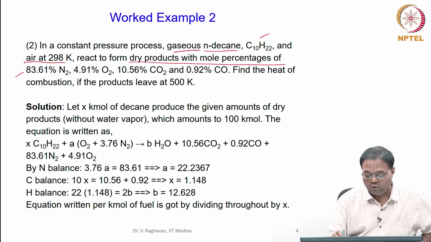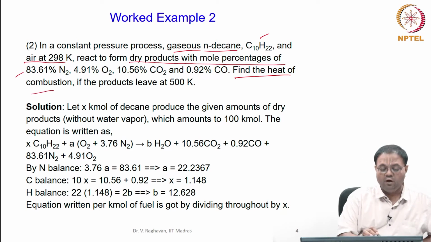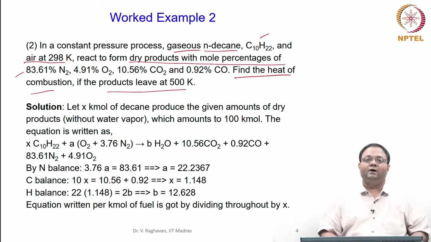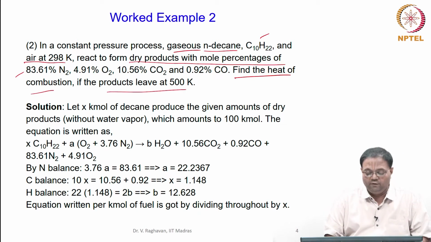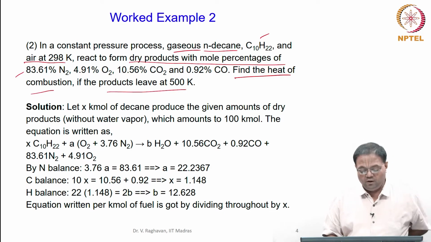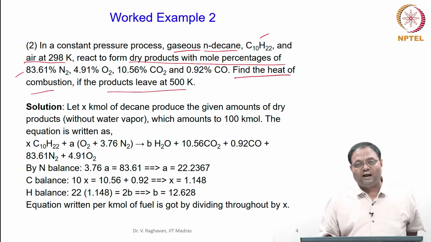Okay. Now you have to find the heat of combustion, given that the products leave the combustion chamber at 500 Kelvin. So it is not a standard heat of combustion here. Standard heat of combustion means you have to cool the product to 298. Here, since the product is not cooled to that level, it is leaving at 500. You have to calculate the enthalpy of the product mixture, taking the absolute enthalpy of each product to be at 500 Kelvin.